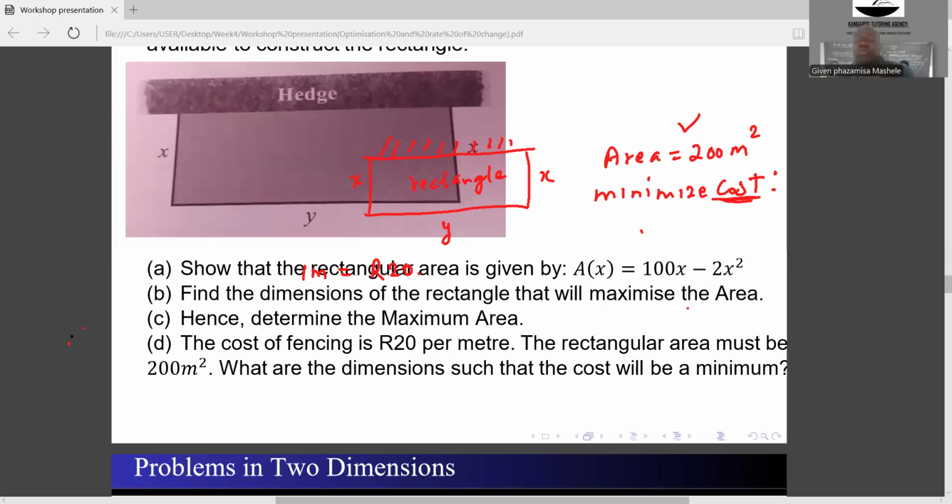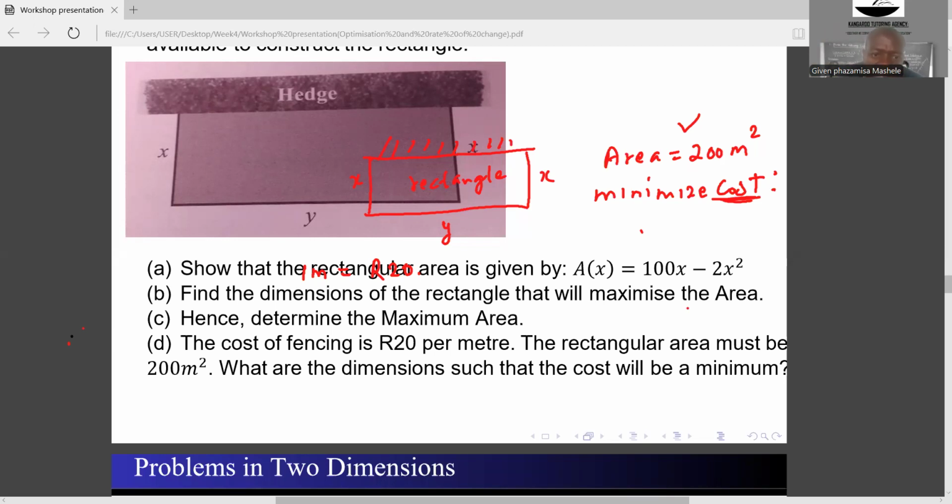Now, how are we going to do this? From here to here it's x. From there to there it's x. From there to there it's y. We do not know the actual length in meters. So we want to minimize the cost. We want to know the dimensions that will minimize the cost.